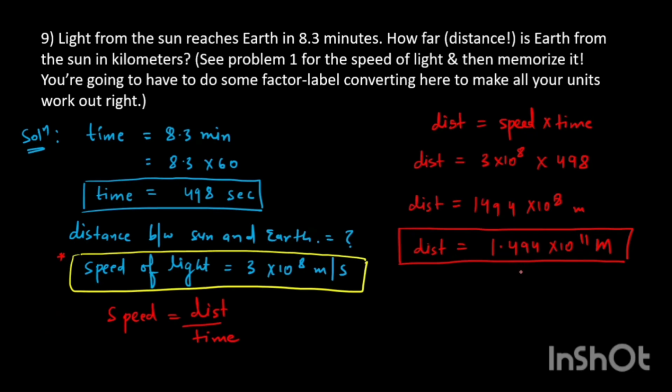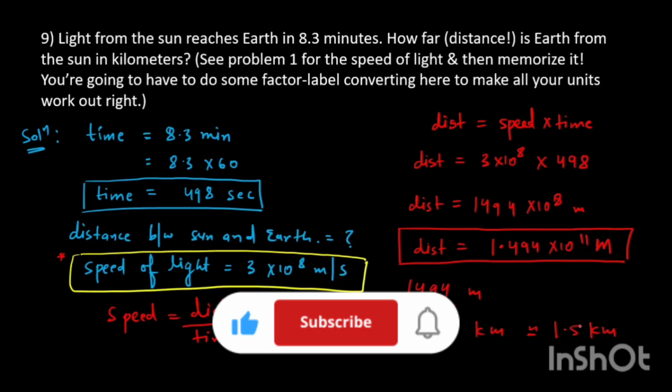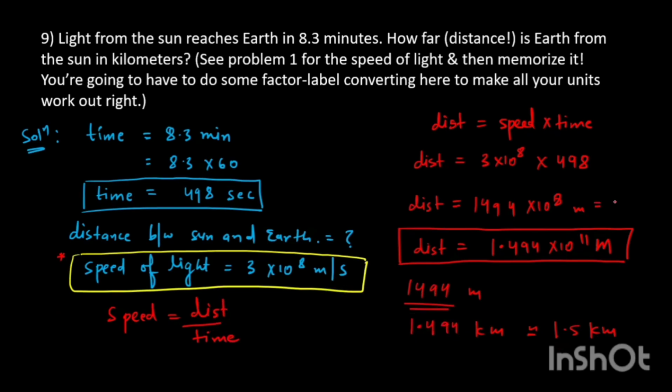What? Why is it 10 to the power of 11, not 10 to the power of 8? I have simply shifted the decimal point. So if it is 494 meters, can I write it as 1.494 kilometers? Yes. So this can also be written as 1.5 kilometers. So in order to convert it into kilometers, we can simply say it is approximately 1.5 into 10 to the power 8 kilometers.